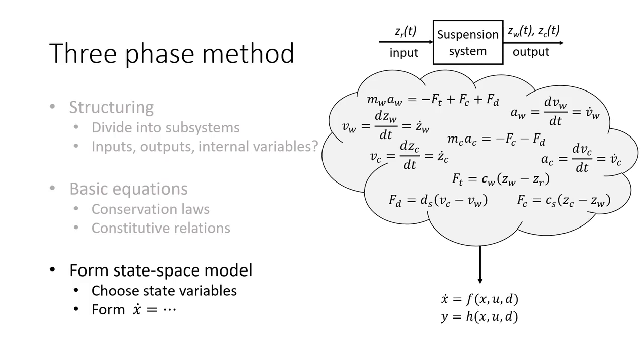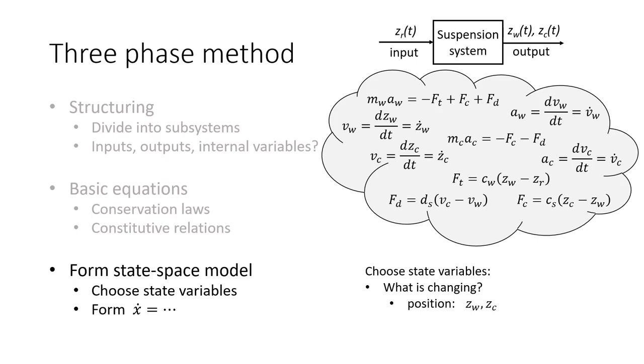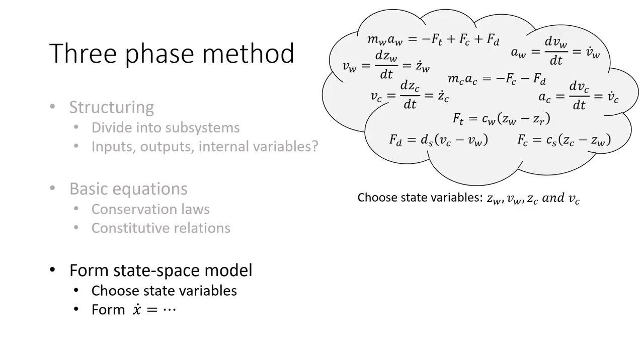The first step when forming the state space model is to select state variables. We see that we have four time derivatives: the position of the wheel and the chassis, and the velocity of the wheel and the chassis. So let's choose these as our state variables. Let's start forming the state space model by taking the derivative of the first state variable, the wheel position. The time derivative of the position is given by this equation. And if we put it into our equation, we see that the time derivative of the state variable is a function of one of our state variables, in this case the wheel velocity.